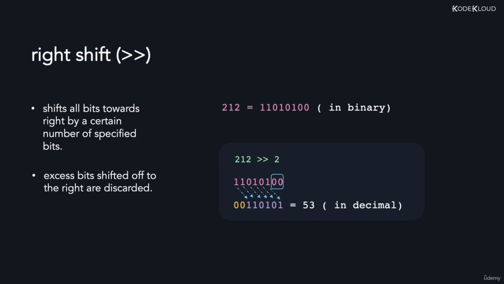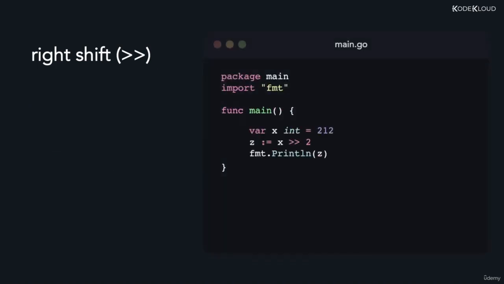Let's see the code now. We have declared and initialized a variable x with a value of 212, and we have stored the result of shifting it to the right by 2 bits in the variable z. When printing z, we get our value 53.